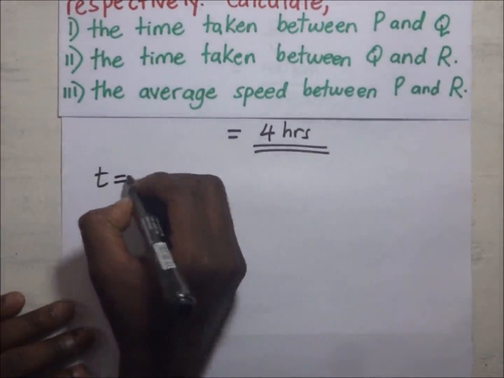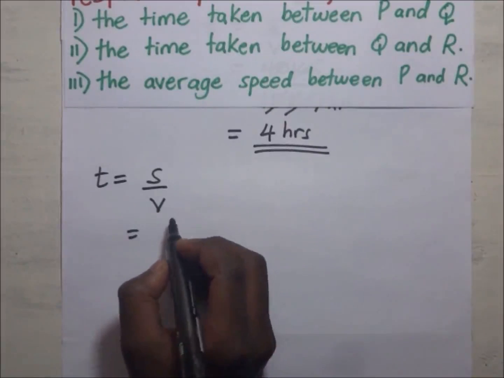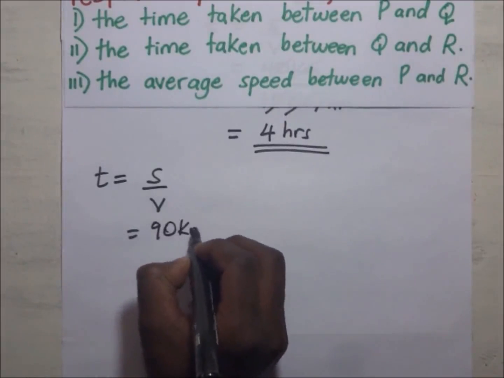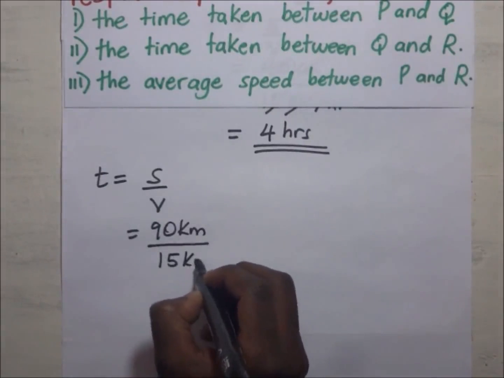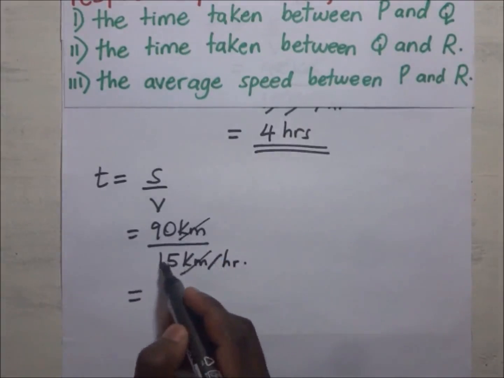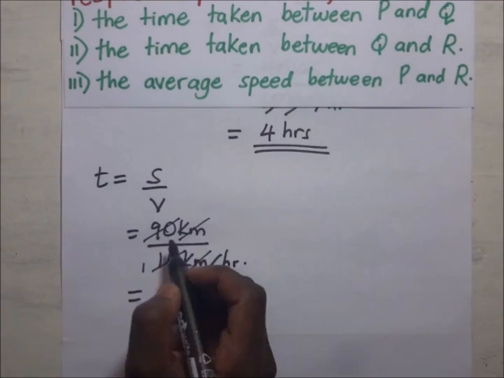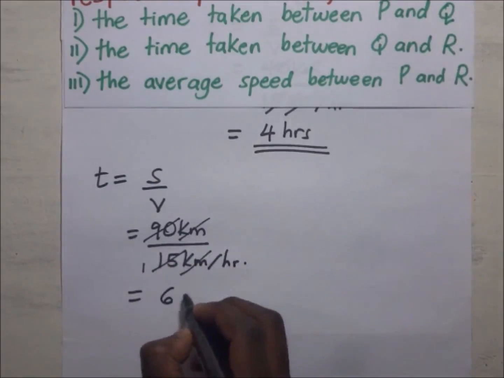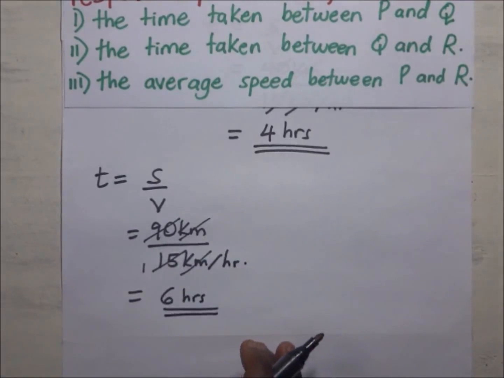So T is going to be equal to S over V. The distance between Q and R is 90 kilometers. Divide that by the speed between that, which is 15 kilometers per hour. The kilometers will go. 90 by 15 once, by 15 we have 6. So the time taken between Q and R is actually 6 hours.